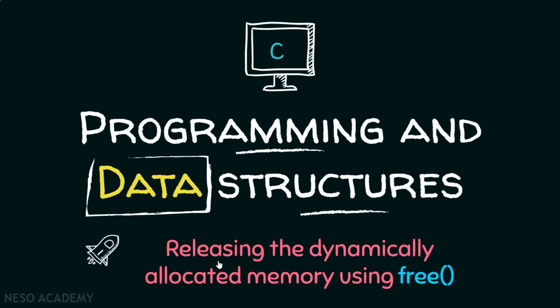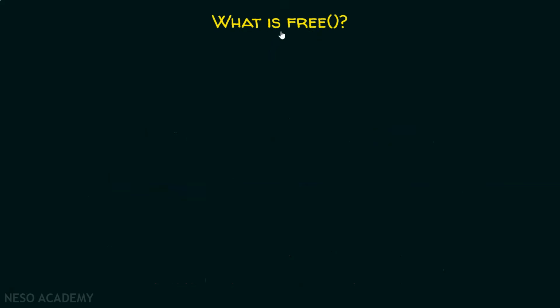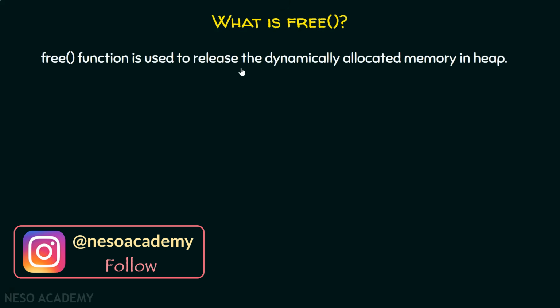In this presentation, we will learn how to release the dynamically allocated memory in heap using free function. So let's get started. What is free? Free function is used to release the dynamically allocated memory in heap, as simple as that. It releases the memory allocated by us.